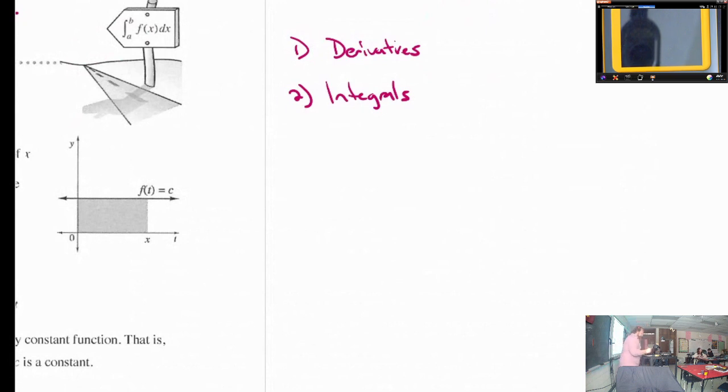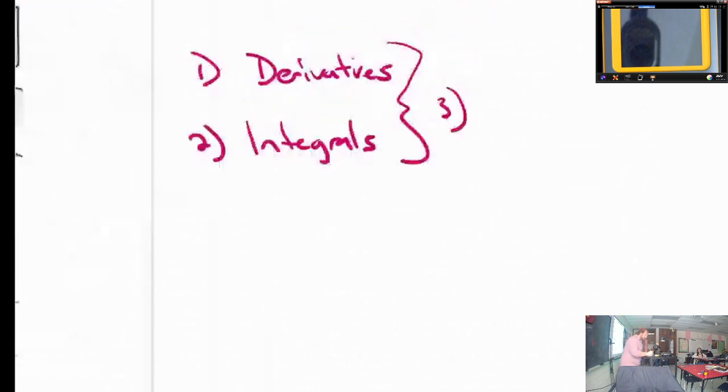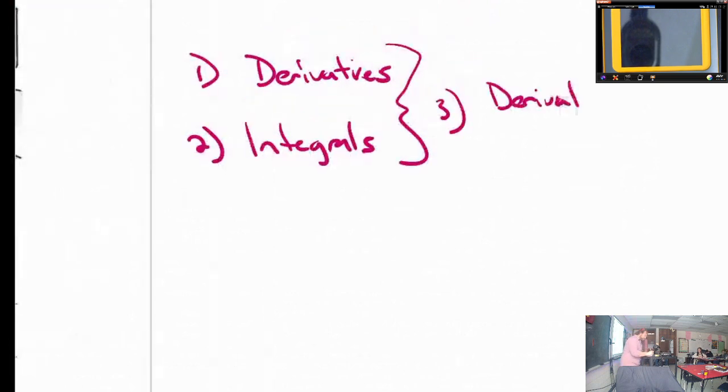But the next step, what we're going to start looking at in this section in particular, 4.2, is the third and probably the most important part of this, is that derivatives and integrals are opposites of each other.